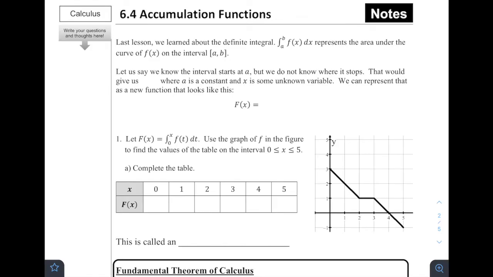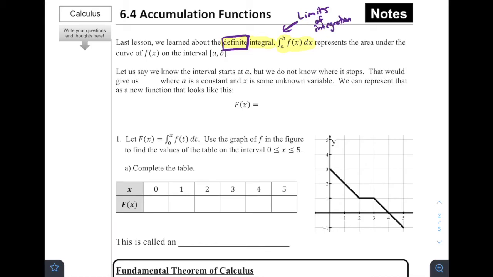All right, so on to the notes from 6.4. In the last lesson we learned about the definite integral, where the integral from a to b of f of x dx represents the area under the curve of f of x on the interval from x equals a to x equals b. Specifically, notice we're seeing this word definite for the first time. A definite integral is a type of integral where they give you limits of integration.